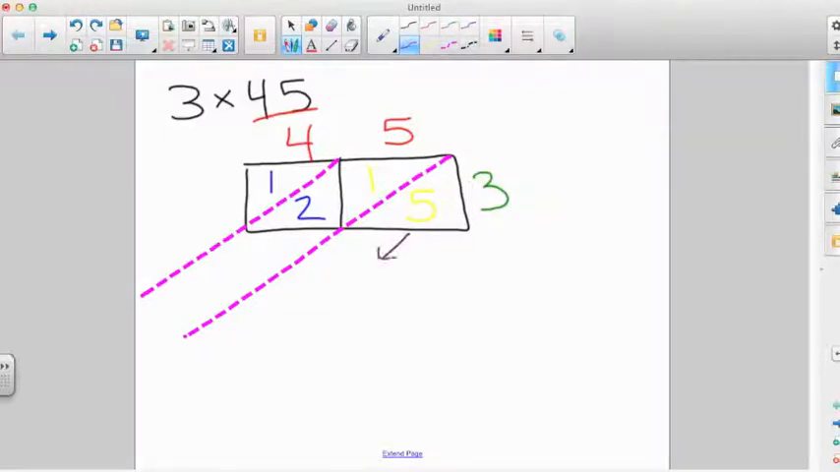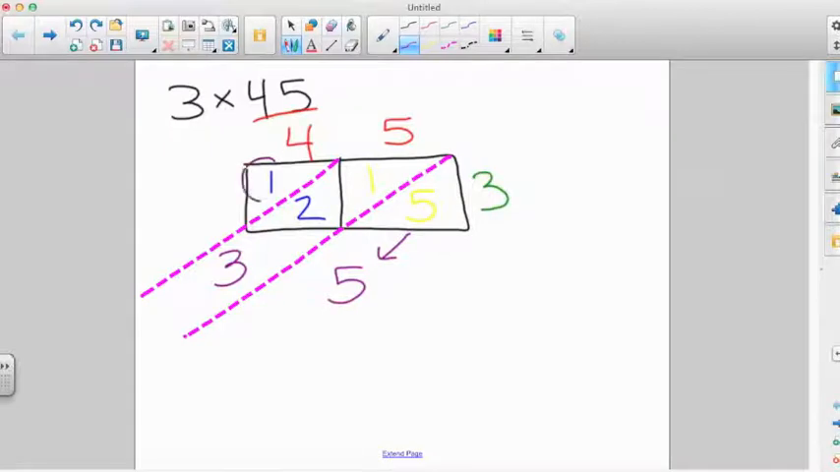As our last step, we begin to pull out the numbers in the cells to form our final solution, or our product. First we take our 5 and drop it down, and we write our 5 in the ones place. Next we look in the tens place and we see that we have 1 and 2. So we add 1 plus 2, and that gives us 3 tens. In the tens place of the product, we write 3.